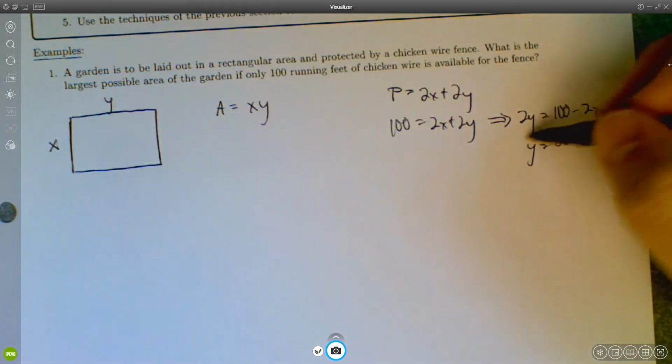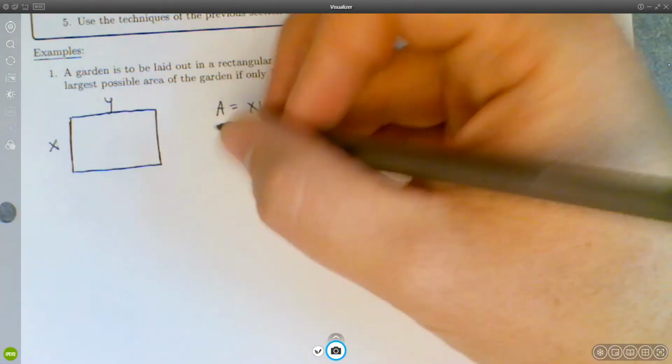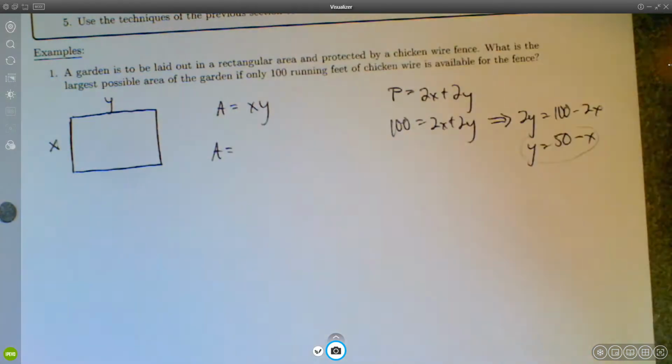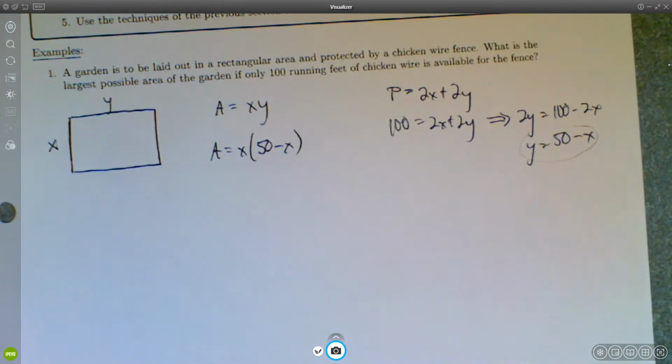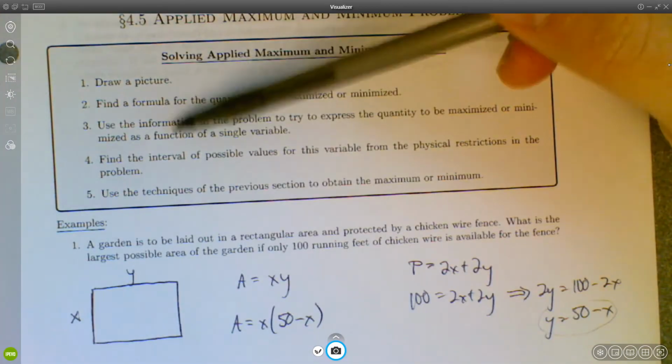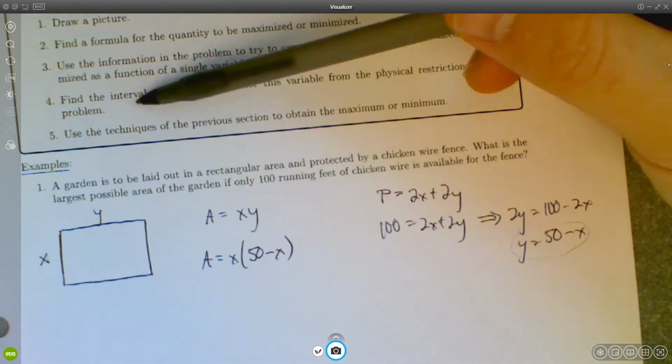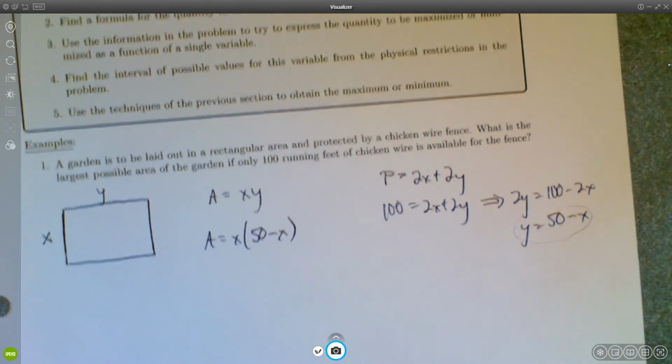So I can take this now and plug it back in for y here, and I can see that A is x times y, which is x times (50 minus x). And now I've done it, right? I've expressed the area in terms of just a single variable. So that's good. So the next thing that we should do, I suppose, is, we've drawn a picture, found a formula, and written it as a single variable. Then let's find the interval of possible values for this variable.